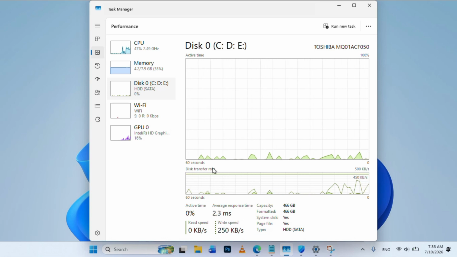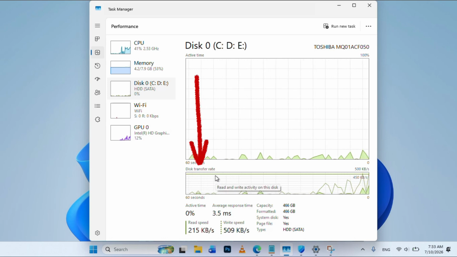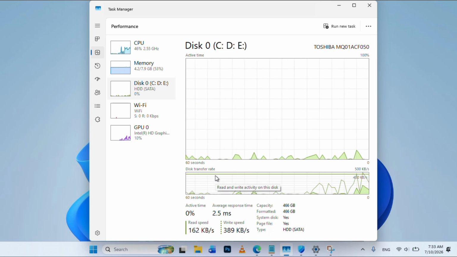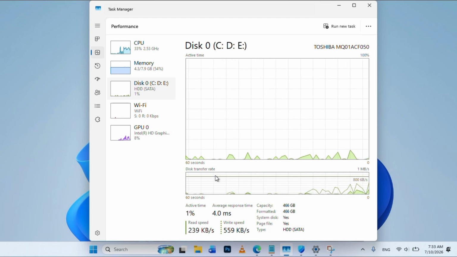And disk transfer rate graph displays how much data is being read from or written to the disk in megabytes per second. The spikes here indicate heavy file activity like downloads, updates, or transfers.